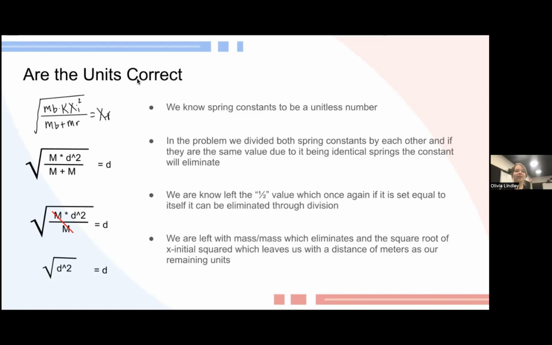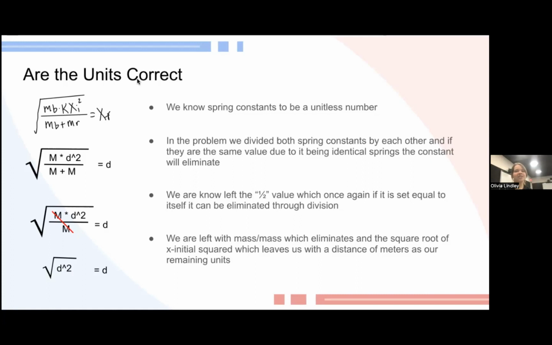And so we are left with mass times distance squared divided by mass plus mass. And so the two masses underneath are combined to just mass, and then the mass above and below are canceled out. And so you are left with the square root of the distance squared, which just equals our distance. So we are able to find out that our units are correct because we are able to verify that through plugging in our units, that distance equals distance.